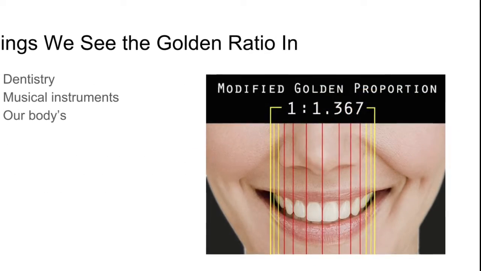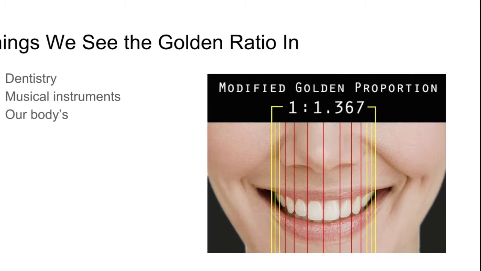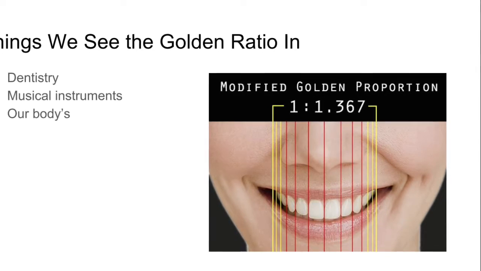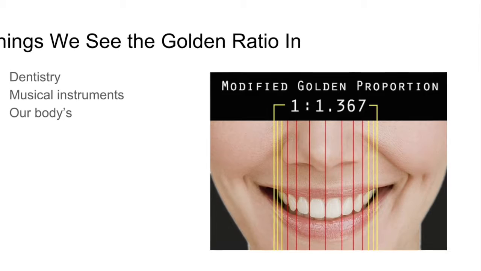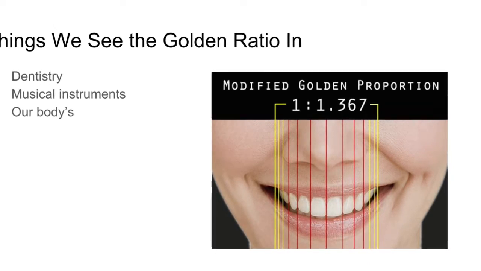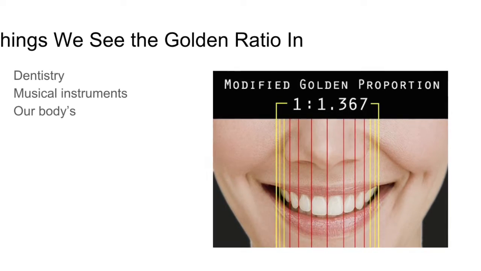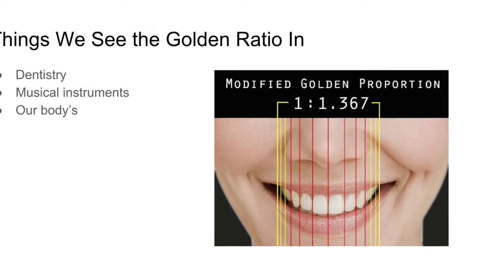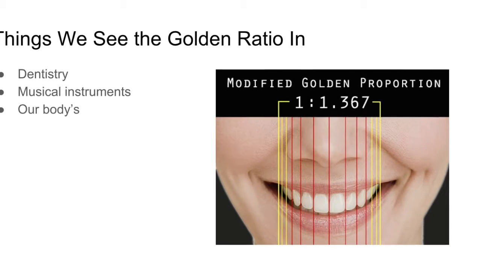Things we see the golden ratio in include dentistry. Today, many dentists and oral surgeons use the golden section when they reconstruct patients' teeth. Attractive smiles are said to have the divine proportion, sometimes explaining our immediate attraction to another.